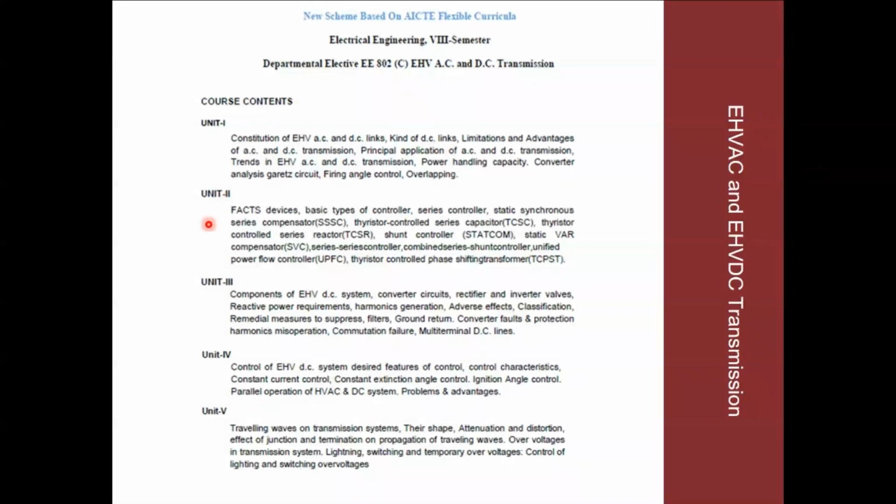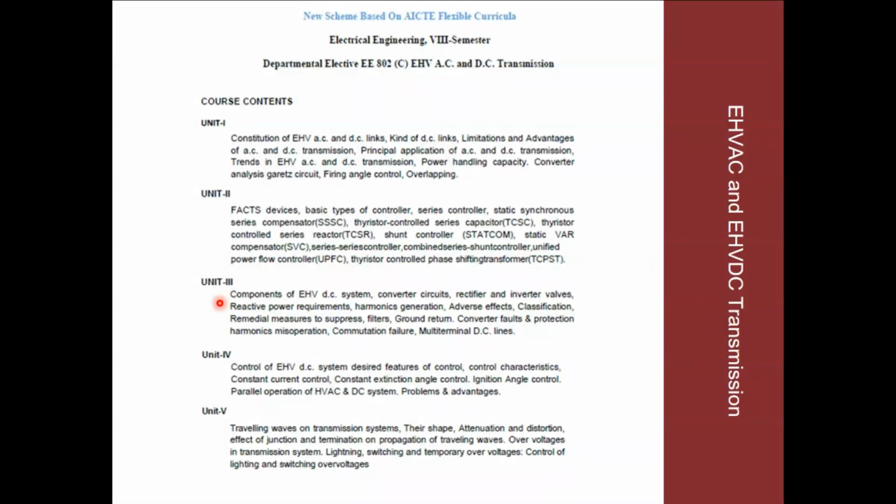In the second unit, we will learn about FACTS devices, then different types of FACTS devices, how these FACTS devices are used to control the power flow, how the reactive power compensation is done in transmission system using FACTS devices.